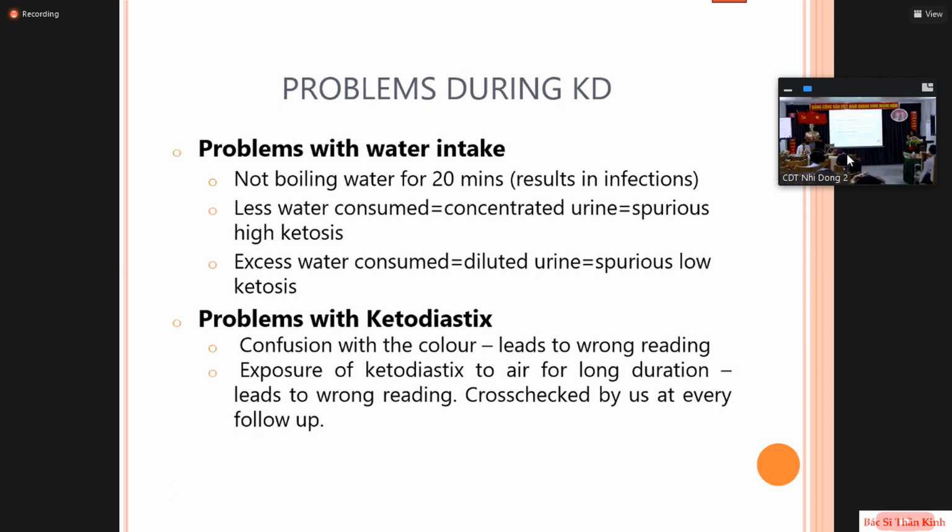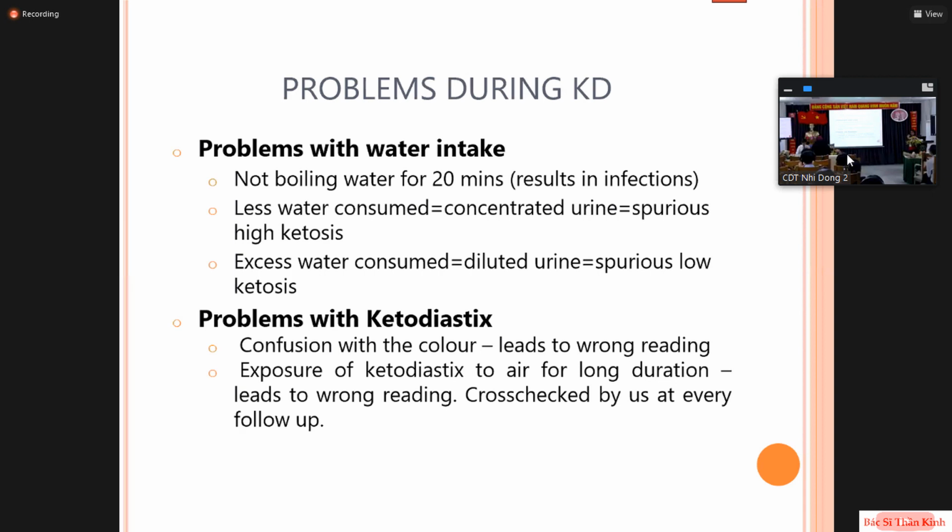Next is problems with water intake. So I think Dr. Nathan already mentioned this, that we have to boil the water for 20 minutes. We always recommend that for all our patients, okay? Because if you don't do this, that results in infections and that will lead to a drop in ketones.